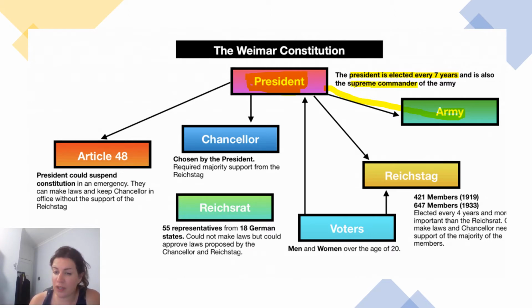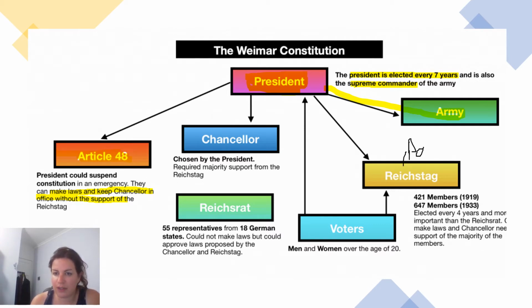And they've also got this special thing called Article 48. This meant that if there was a declared state of emergency, then the president could make all the laws and keep a chancellor in office without the support of the Reichstag. The Reichstag is another word for our government. It's like our parliament, the Reichstag.